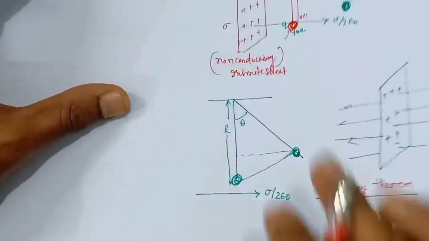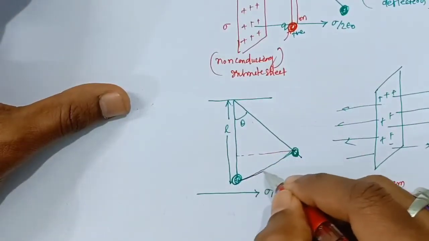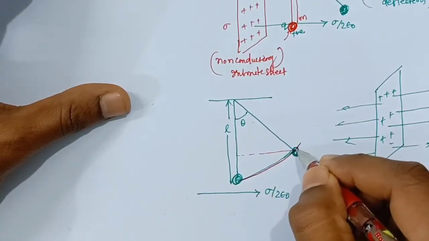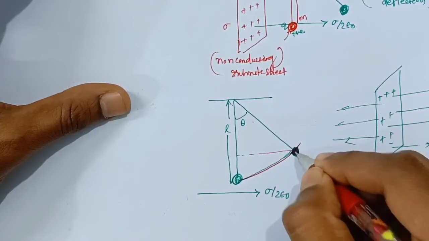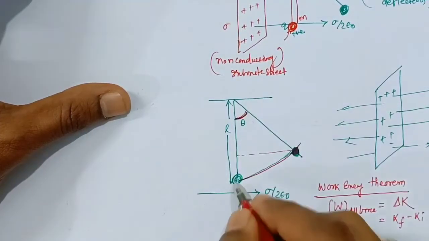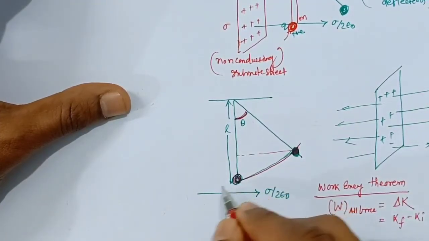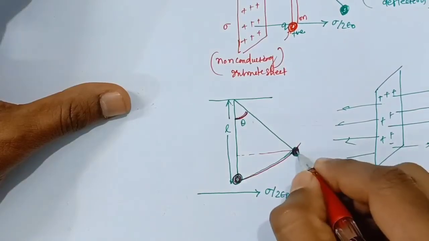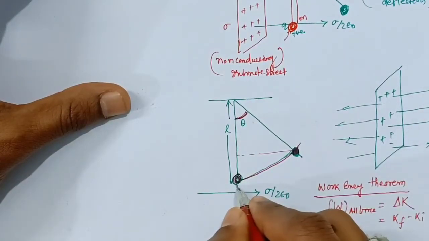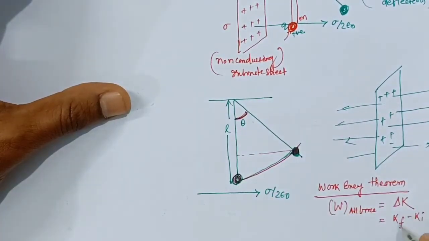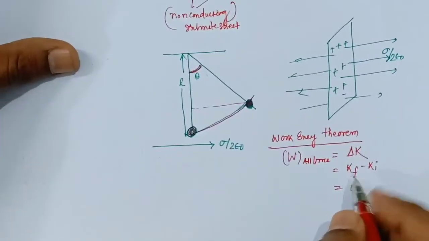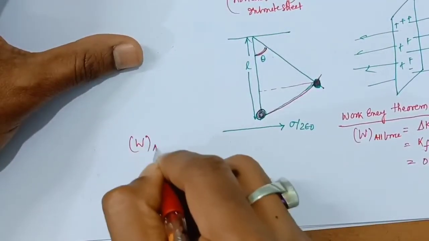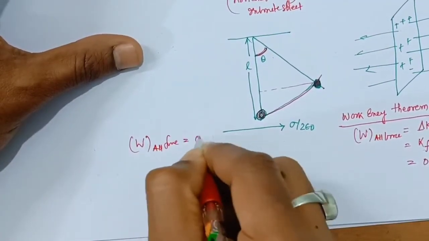If you look at this very carefully, how will it move? It will move like this. Here it stops. At this point its velocity is 0. That's why it stops here, and this is the maximum deflection. Initially when it starts, its velocity is 0. So the final velocity is 0 and the initial velocity is 0, so final kinetic energy is 0 and initial kinetic energy is also 0. So the only thing we will use here is that the work done by all forces equals 0.